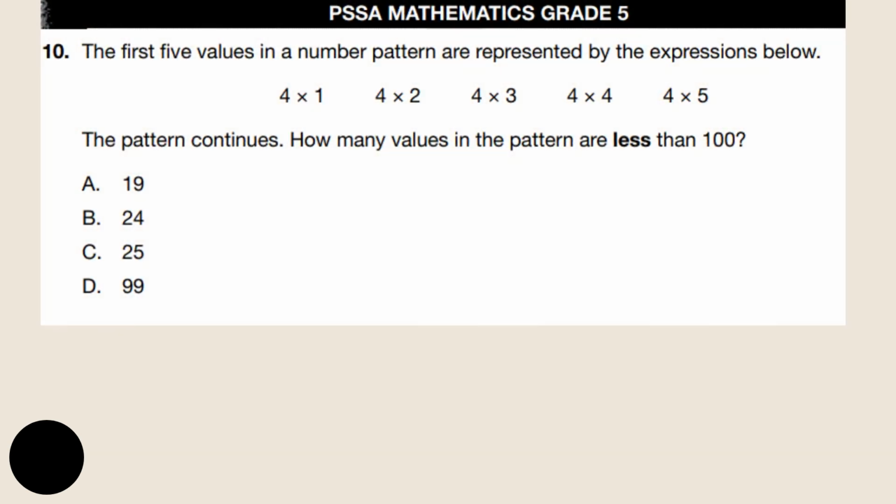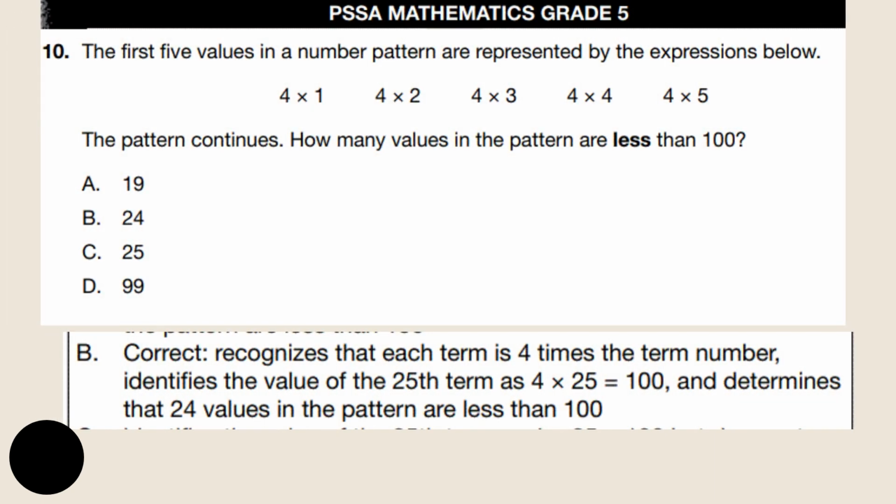Question number 10. The first five values in a number pattern are represented by the expression below. The pattern continues. How many values in the pattern are less than 100? So first you need to recognize that each term is 4 times the term number, identify the value of the 25th term as 4 times 25, that is 100, and determine that 24 values in the pattern are less than 100. So the correct answer is B, that is 24. That is the values in the pattern that are less than 100.